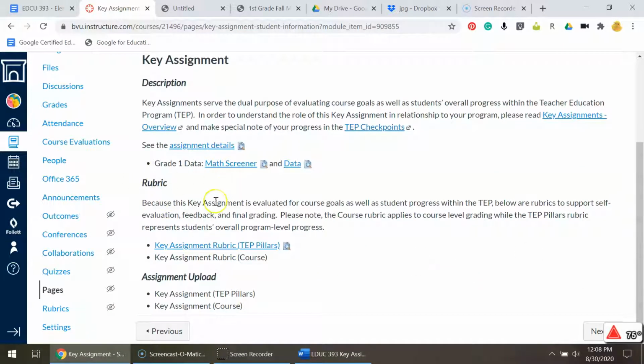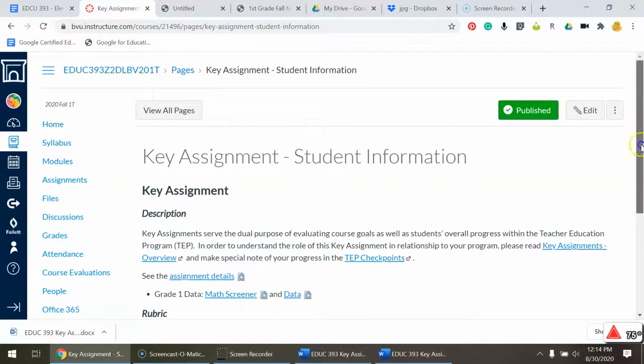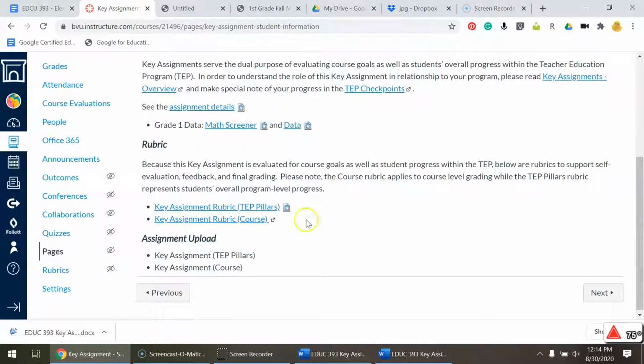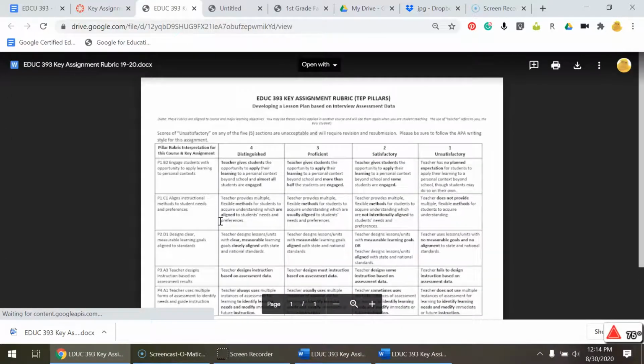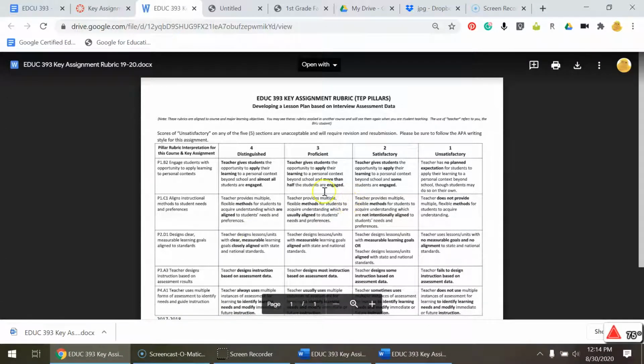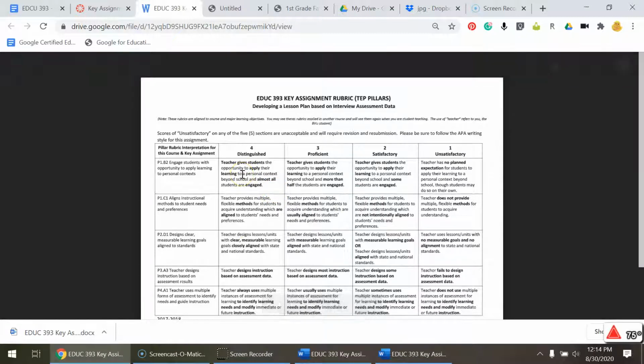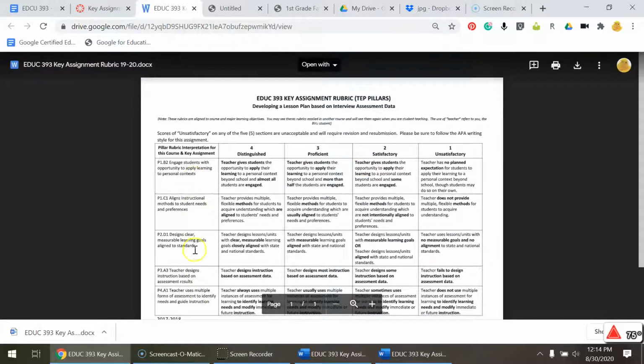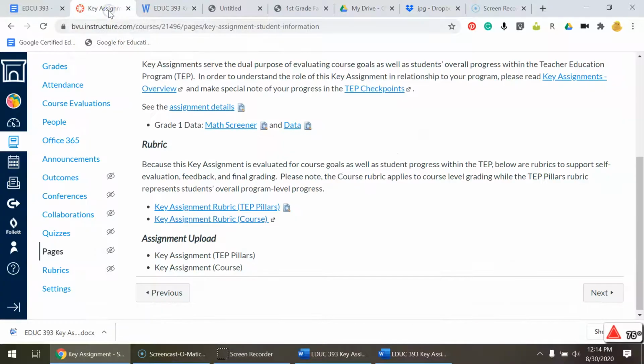And now you're wondering about the rubric. Okay, so we'll go to the rubric, and it's right here. And if you look, this gives you different ratings. There's distinguished, proficient, satisfactory, and unsatisfactory. And then these are the pillars that each are connected to. So that is the rubric.